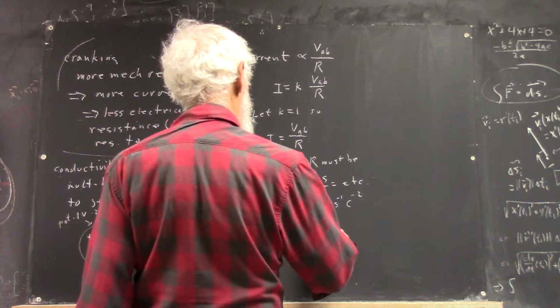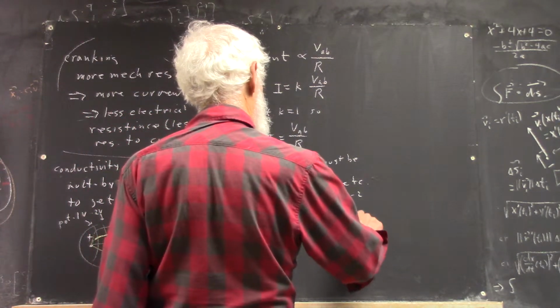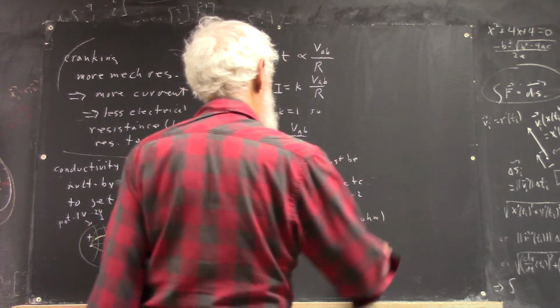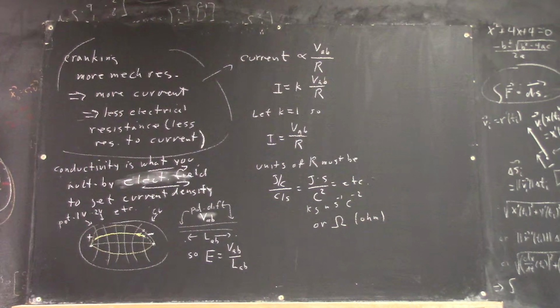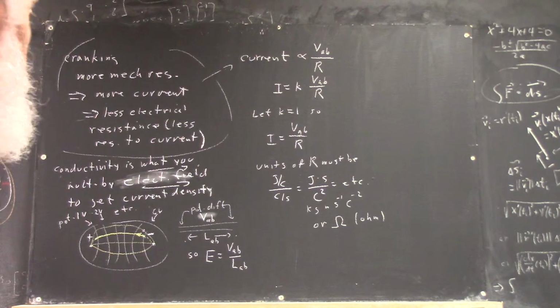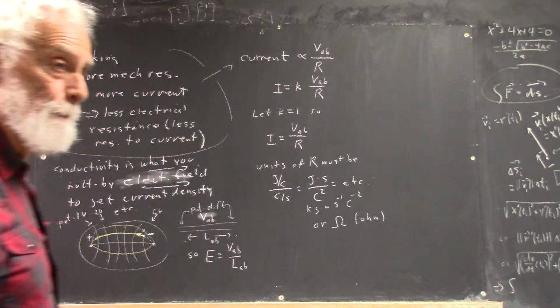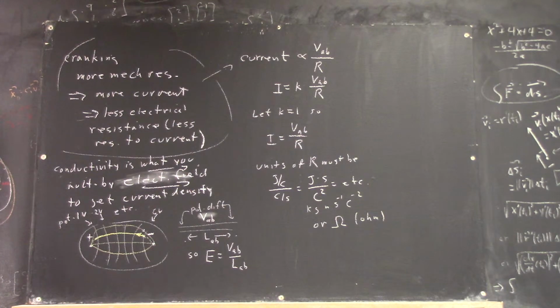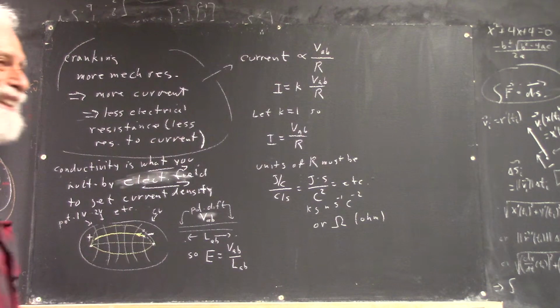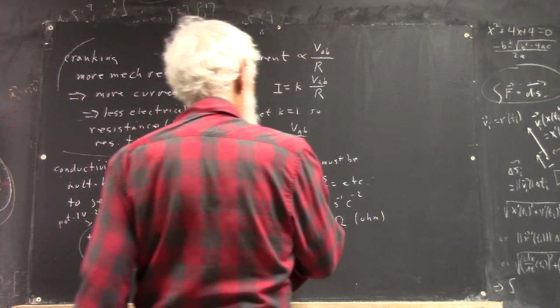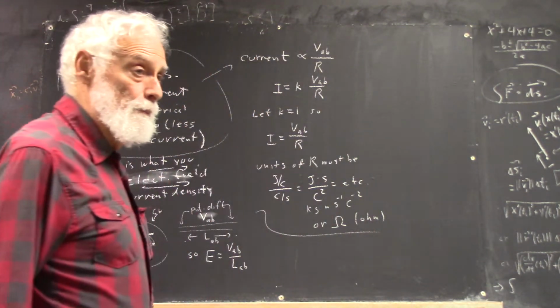Or ohms. Should it only be 1 coulomb? No, never mind. There's only one coulomb, but it's squared. But yeah, that was what you meant. Okay?